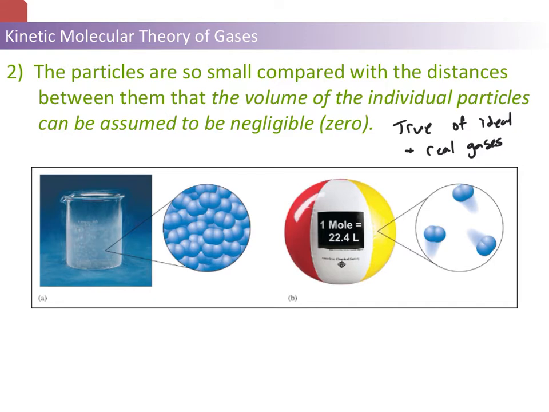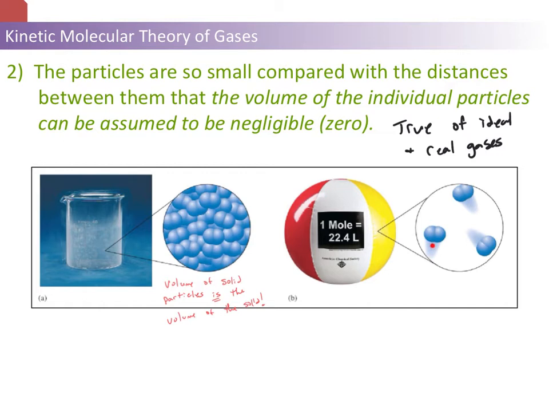As you see on the left, we've got solid ice, and the particles are packed very tightly together. So the volume of the solid is the volume of the particles. But as far as gases are concerned, the particles are so far spread apart and the particles themselves are so small that the actual volume of the particles does not contribute to the volume of the overall gas. And so all of the empty space is what makes up the volume of the gas. And as we learned in a previous video lesson, 1 mole of any gas is always equal to 22.4 liters, regardless of the identity of the gas.